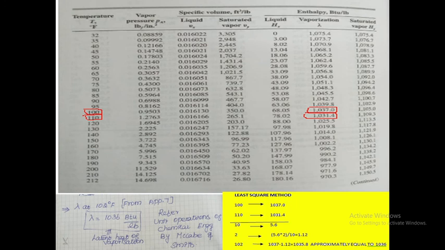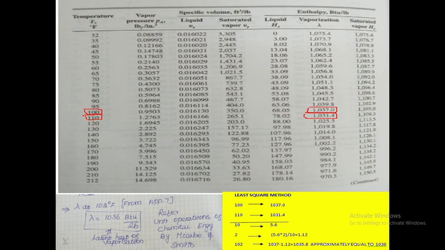What do you do here? You look at the lambda values for 100 degrees and 110 degrees. Are these values increasing or decreasing? First you check. These values are decreasing: first one 1037, and at 110 degrees Fahrenheit 1031.4. What do you do here? 102 degrees Fahrenheit is between 100 and 110 degrees Fahrenheit. That's why we subtract this 1.12 from the first lambda value. So 1037 minus 1.12 is equal to 1035.8. This is approximately equal to 1036.